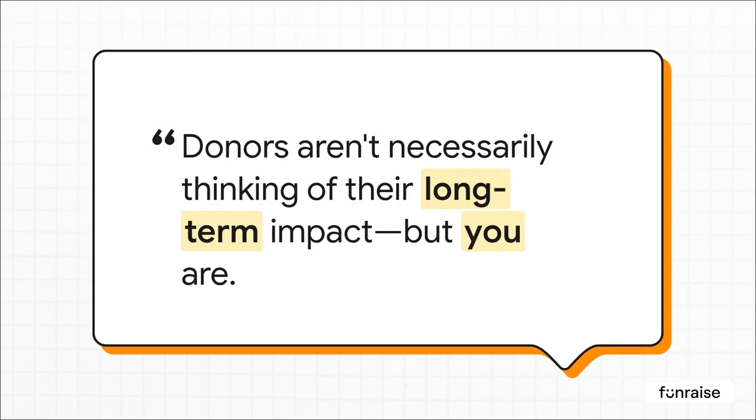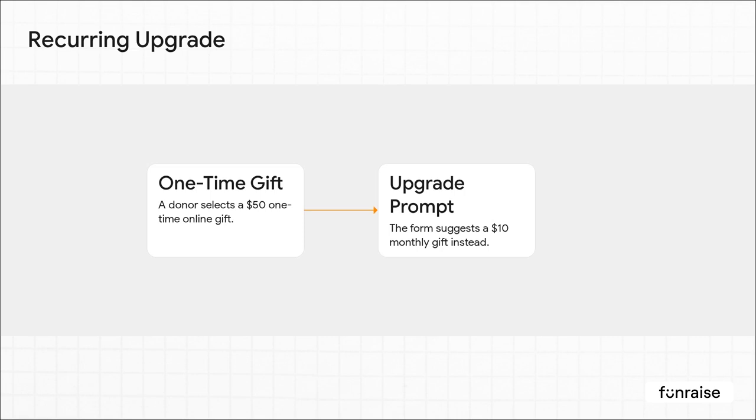I absolutely love this quote from our guide because it just hits the nail on the head about our job as fundraisers. It says, "Donors aren't necessarily thinking of their long-term impact, but you are." And wow, that is the perfect setup for this next really powerful feature. And here's exactly how you put that thinking into action. Picture this. A donor decides to give a $50 one-time gift. A smart form can then automatically suggest, hey, how about a $10 monthly gift instead? It's these simple automatic prompts that can totally transform a single donation into sustainable long-term support for your mission.